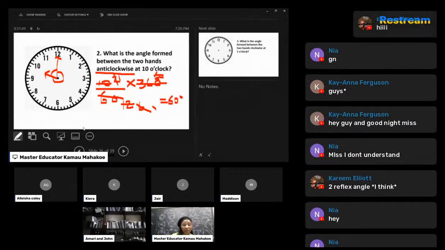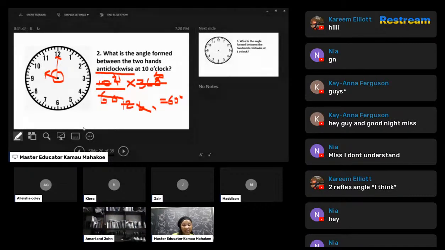So the question asked us for the anti-clockwise angle between the 12 and the 10 because it's 10 o'clock. So it's 10 minutes. The space covers 10 minutes out of the full 60 minutes, and we multiply that by 360 since we want to express it in degrees. So that anti-clockwise angle is 60 degrees.